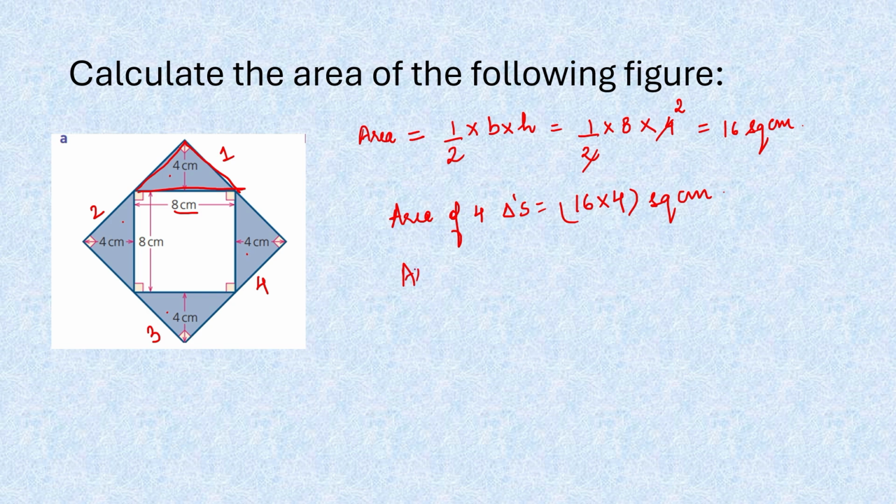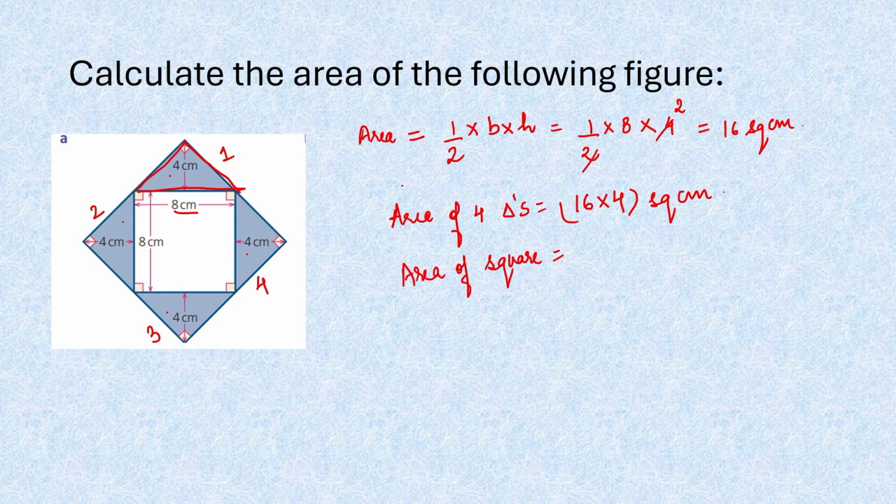Now we have to find the area of the white portion, which is your square. Why? Because all the sides are the same. This is 8, this is 8, so this will be 8 and this will be 8, and each angle is 90 degrees, so this is a square. Okay, and to find out the area of a square, what is your formula?